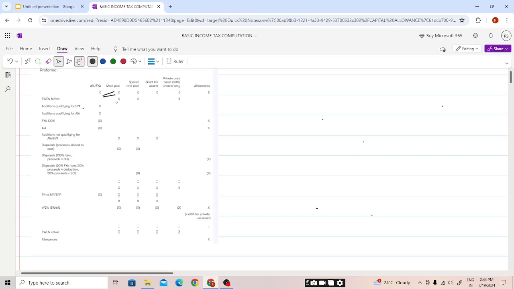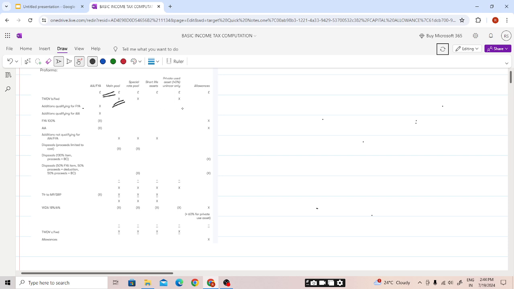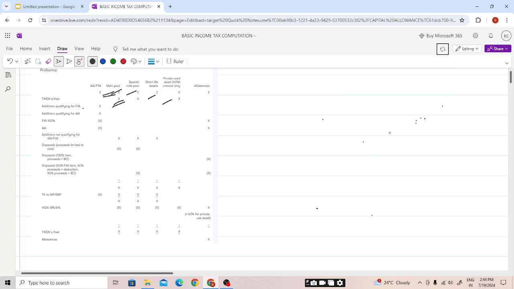So students, first we assess whether the asset will fall under the main pool, special rate pool, short life asset, or private use asset. After that, we will calculate the allowance. Now, how will we calculate the allowance?